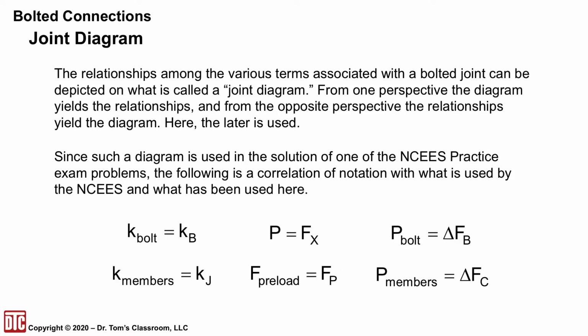What we've been calling K bolt is just K sub B. What we've been calling K members is K sub J. That doesn't work for me, but that's okay, K sub J. The external load P is F sub X. The preload is F sub P. The force on the bolt is delta F sub B, and then the force on the members is delta F sub C. I'm not sure why, but that's it.